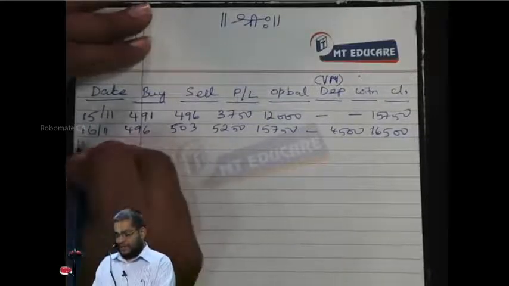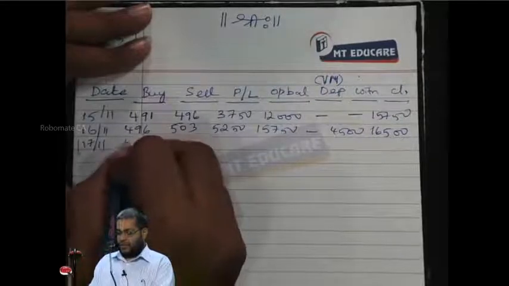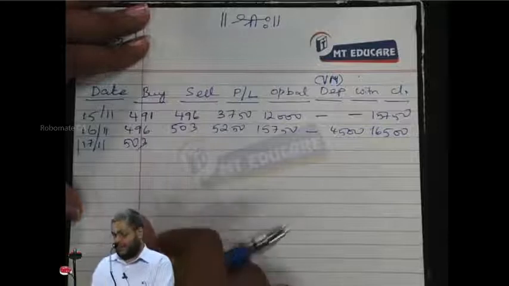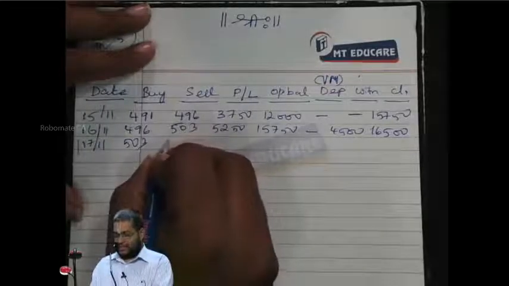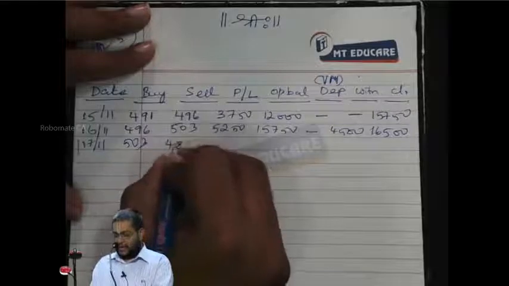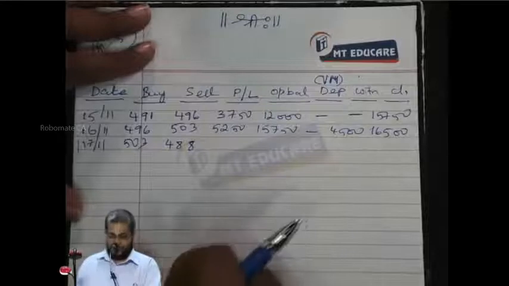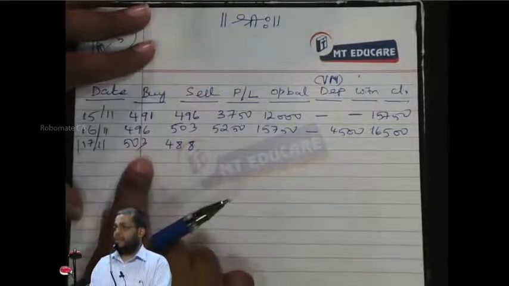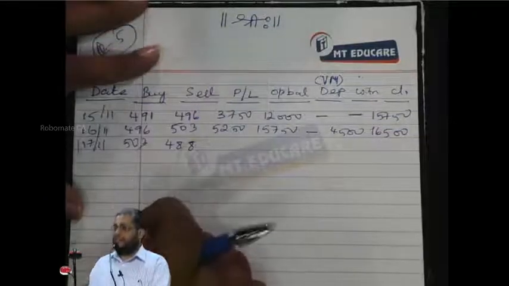Tell me the third date. 17/11. I open at what? 503. Tell me, the time is over. What happened? It crashed, how many rupees? 488 rupees. So the future price drops to what? 488 rupees. Now, the exchange will book me a loss of how many rupees per share? 15 rupees. How many shares? 750 shares.